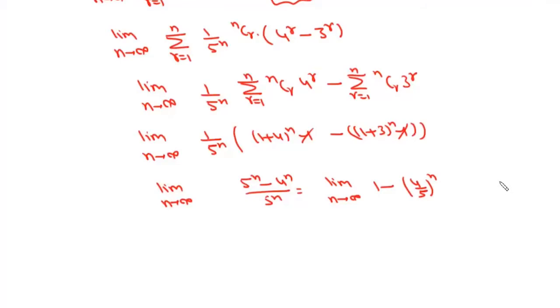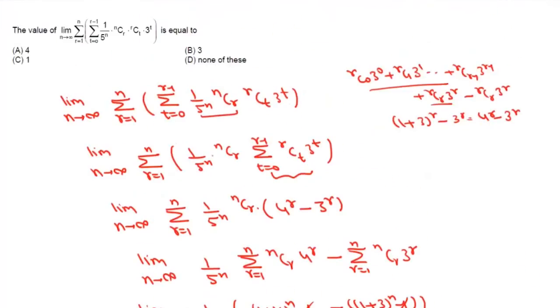Now this 4 by 5 is less than 1, and if a is less than 1, then a to the power infinity is simply 0. So the value of (4 upon 5) to the power n is 0. So the answer to this limit is simply 1. And that's your option C.